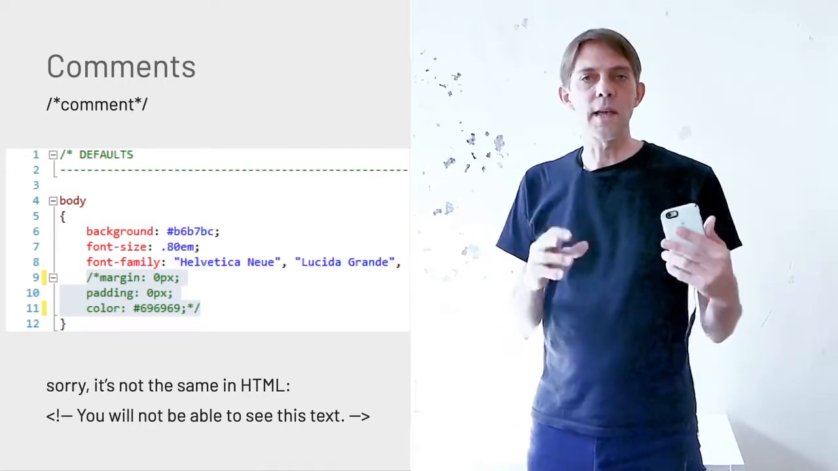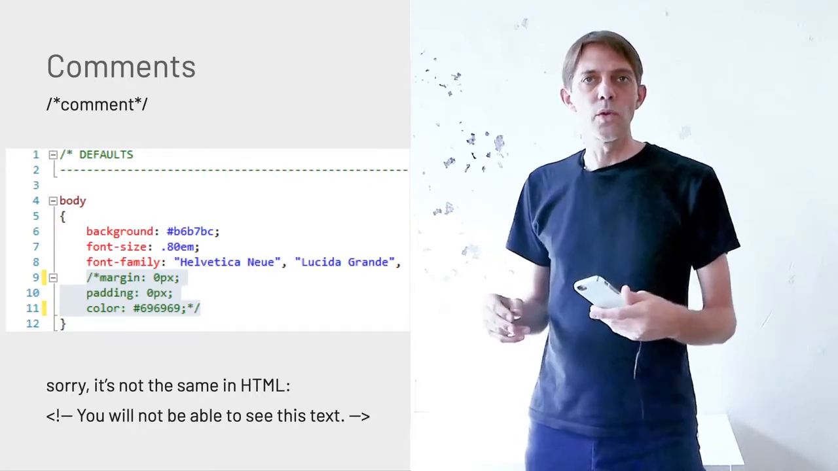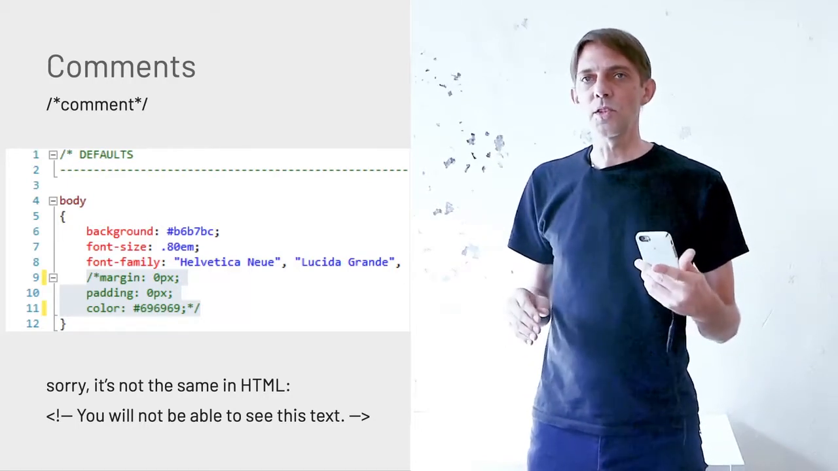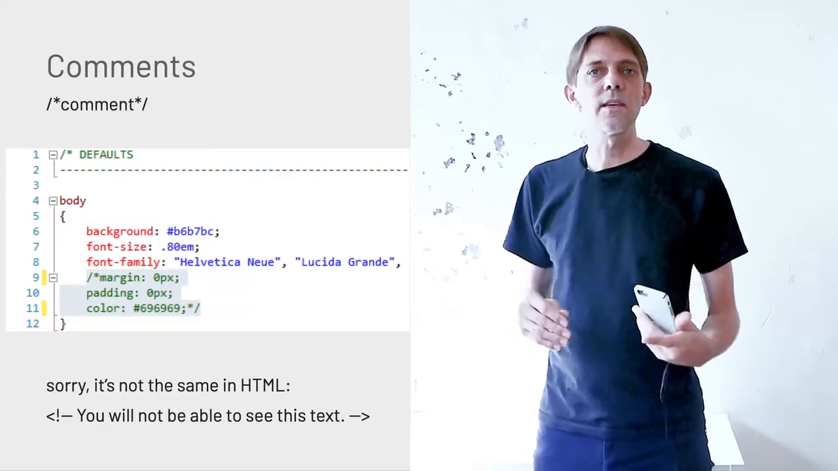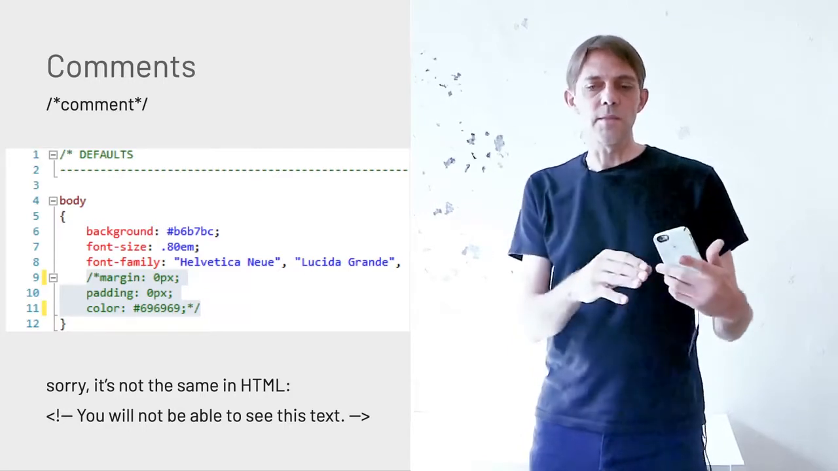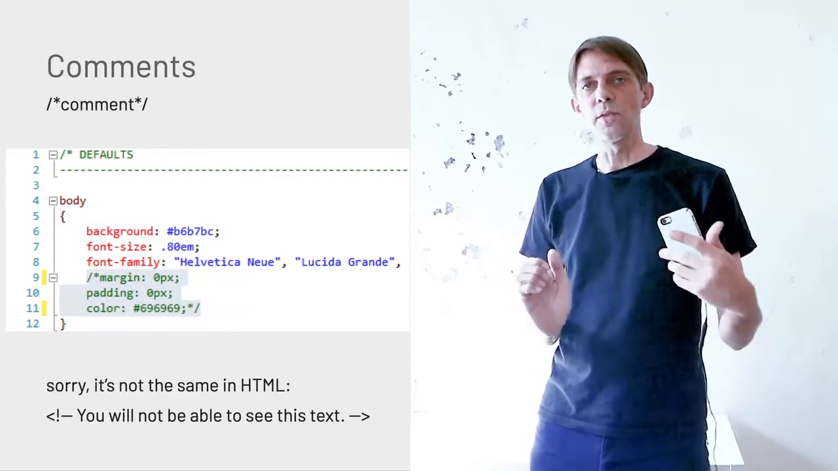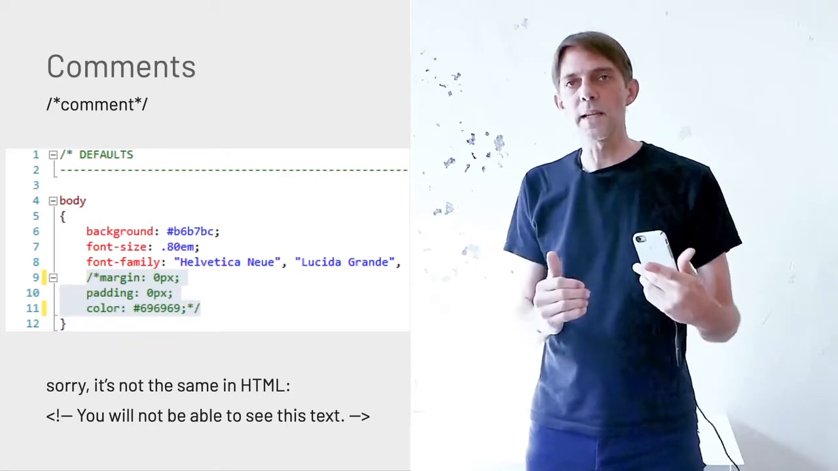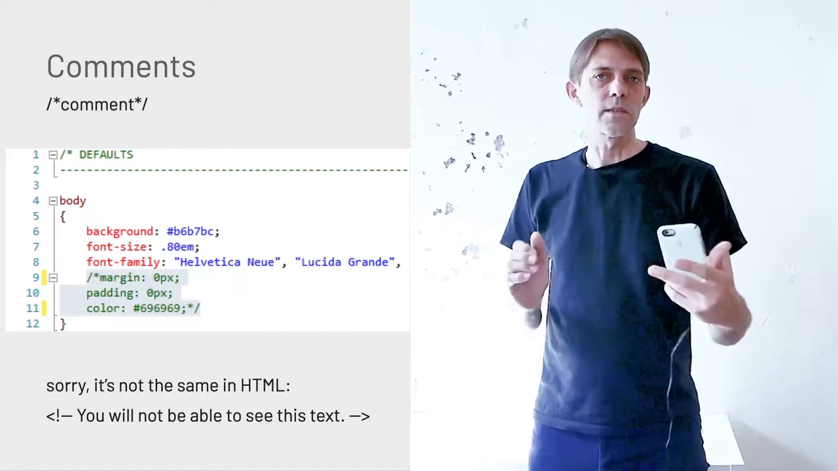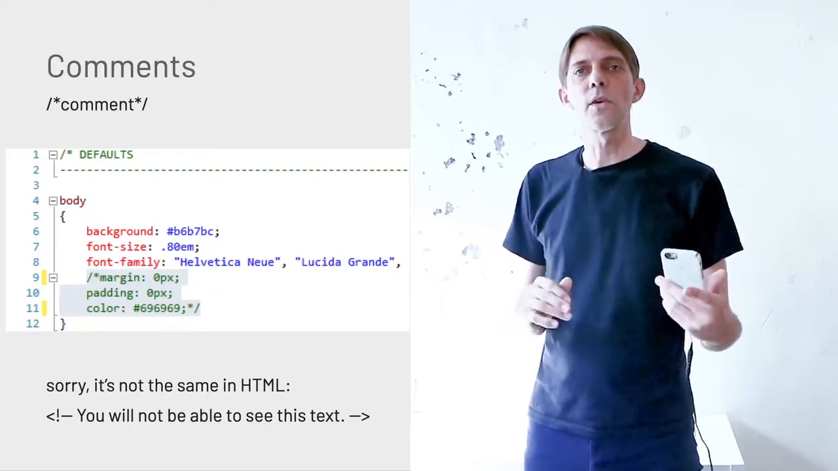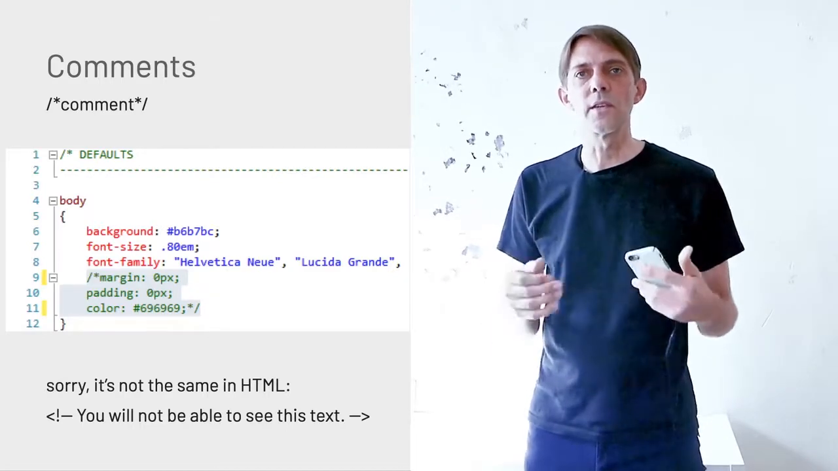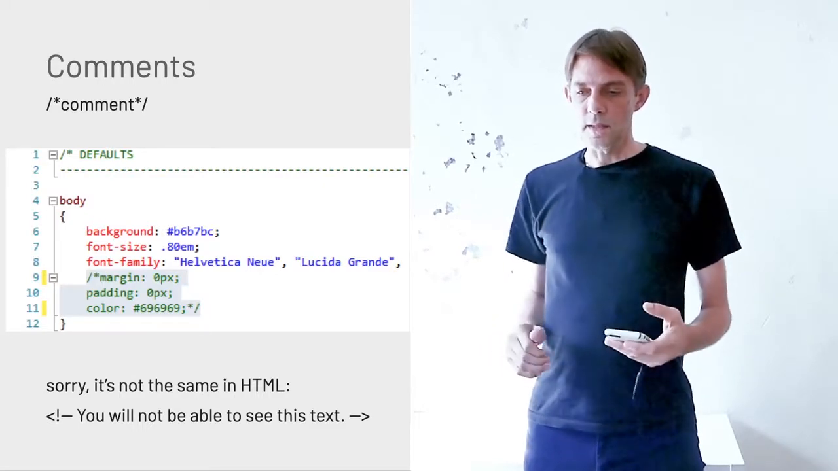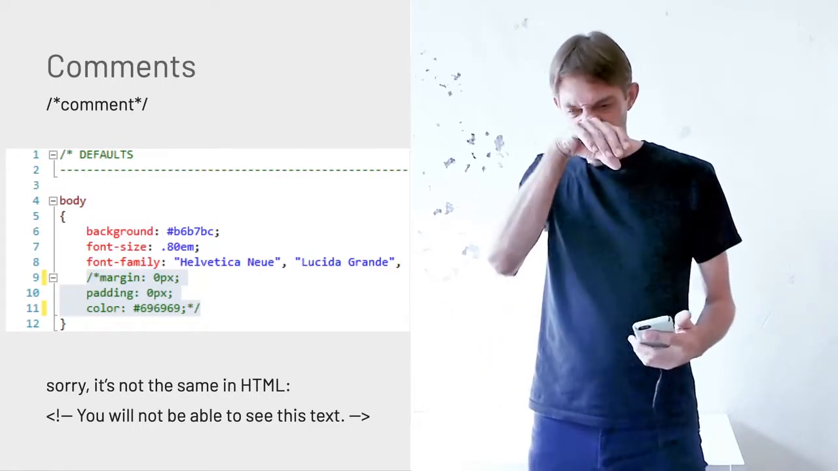Also, you can comment out rules that you might want to keep there for now, but you don't want them to show up, just so you don't delete them. You can comment them so they would be not visible for the style sheet, but later on when you decide to not make that change, you can just take the comments away again and it will show up again. So that's also a good way to test things out. It's called commenting out.